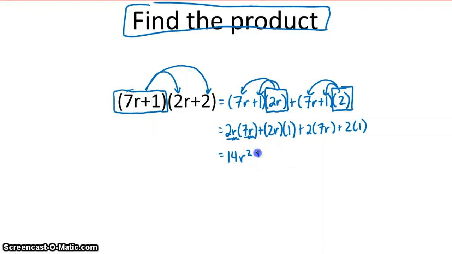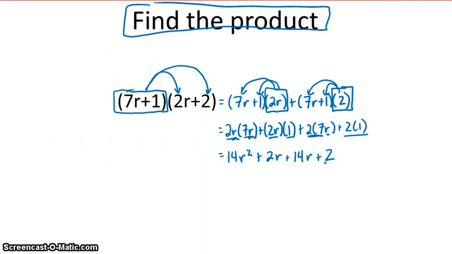The next one, I have plus 2r times 1. The 2 times 1 gives me 2, and then there's just an r. And then in the next one, I have 2 times 7, which is 14, and then just the r by itself. And finally, 2 times 1 is plus 2.